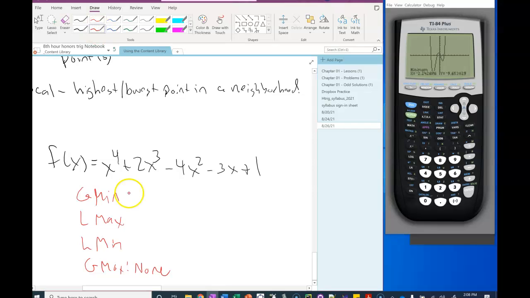Gives me the x and y for that global minimum. I'm going to take that and round it to 3 decimal places because who wants to write down that many numbers? Not me.